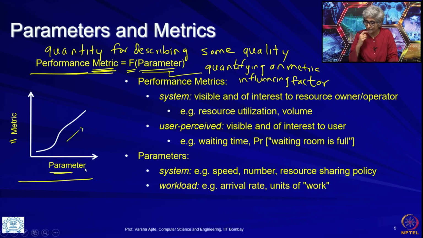Okay, so let us talk about performance metrics. In computer systems, and in general also actually, there are two types of metrics, the system metrics and user perceived metrics.